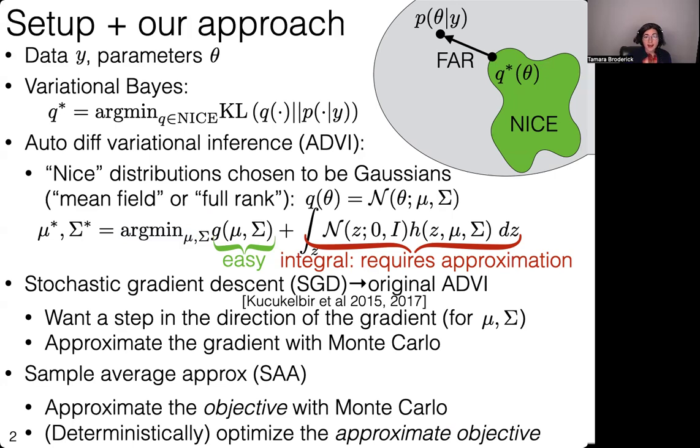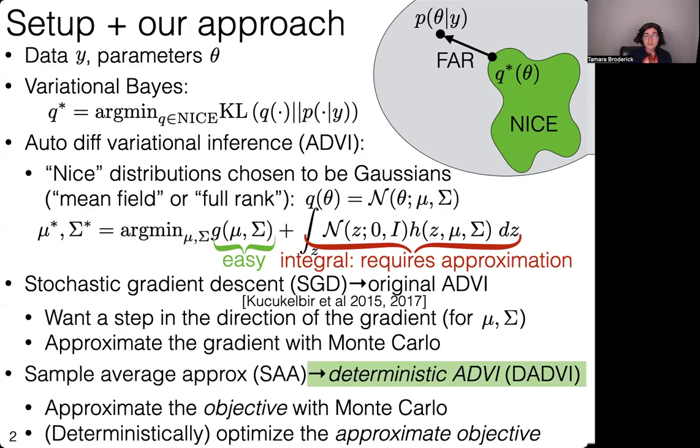And so next, I'm going to talk at a high level about what those differences look like, and then we're going to see a bunch of experiments. I'll just mention that while stochastic gradient descent applied to this problem gets back the original ADVI, the sample average approximation applied to this problem gets back what we're calling deterministic ADVI, or DADVI. Just to be super clear, that is our proposal in our paper.